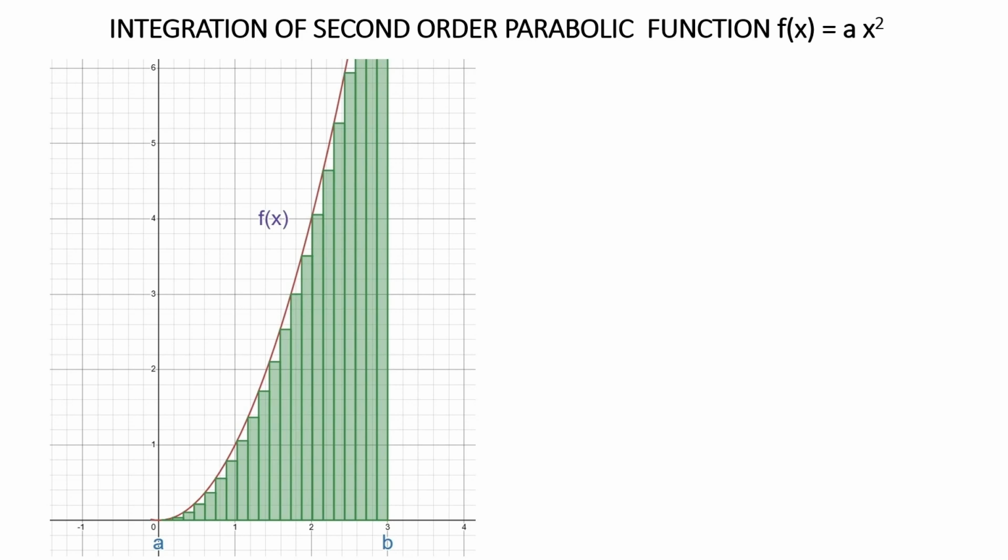Next, we are going for integration of second order parabolic equation. So it is given by y is equal to ax square. So I can write this as y is equal to ax square. If a is equal to 1, I can write this one as y is equal to x square. And as usual, we are having our Riemann rectangle strips, and we have our slopes here.